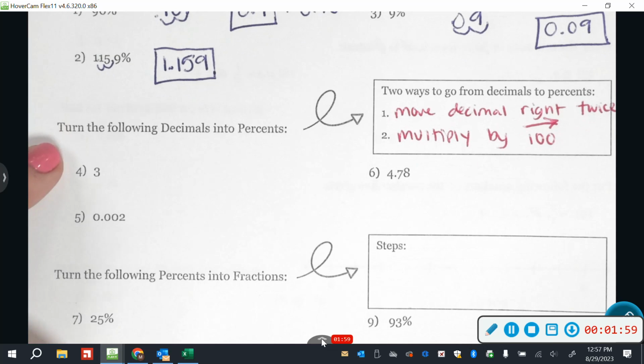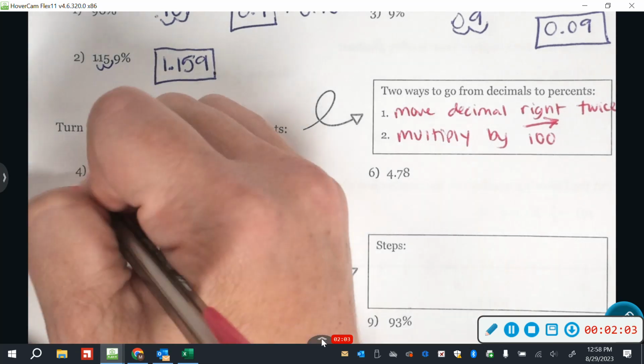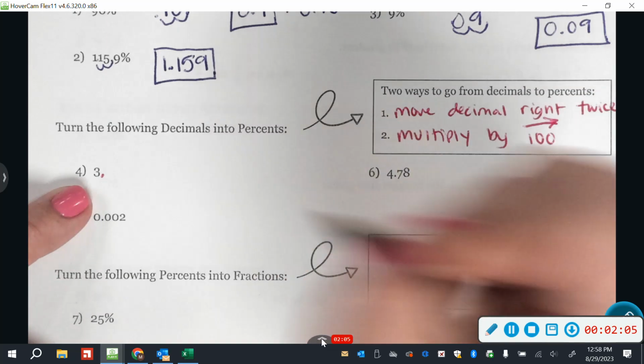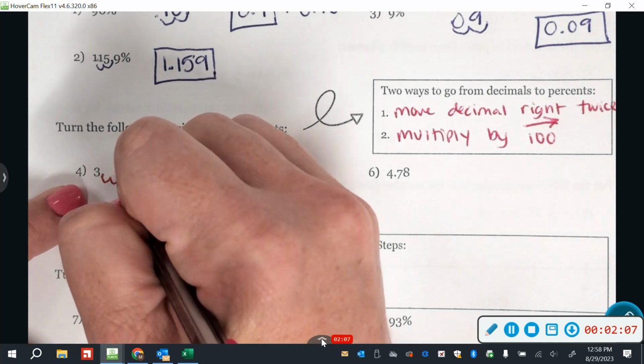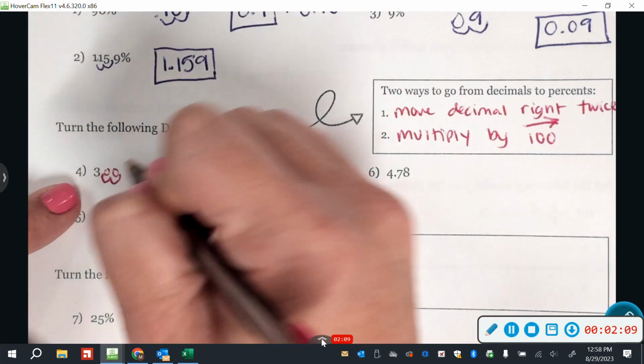So it says we have 3. So if our decimal is technically here and we're moving it to the right twice, what does that become? 300%.